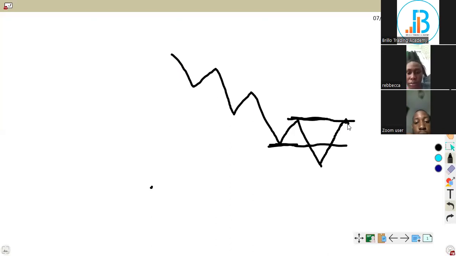Now I'm going to repeat myself. For an uptrend, you pay attention to the previous high and the current higher low. While for a downtrend, you pay attention to the previous lower low and the current lower high. So those are the two areas you need to pay attention to.